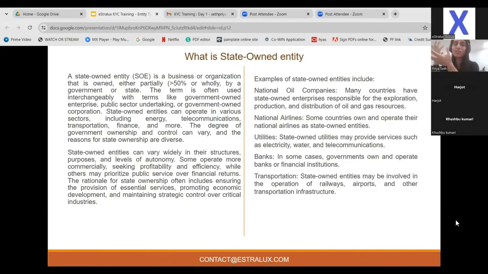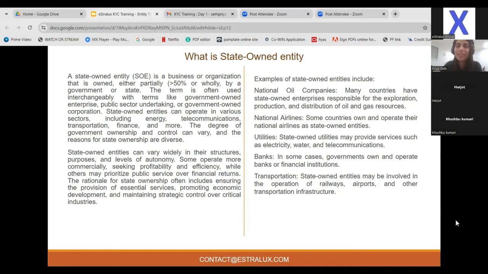Like your state, Maharashtra, it may be owned partly by Maharashtra and partly by private parties, so that is basically a state-owned entity. It is not a public listed entity for sure. I will come to public listed entities and explain that in detail, maybe in the next slide.